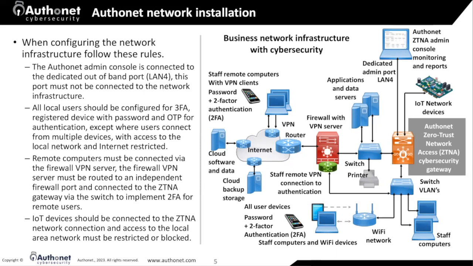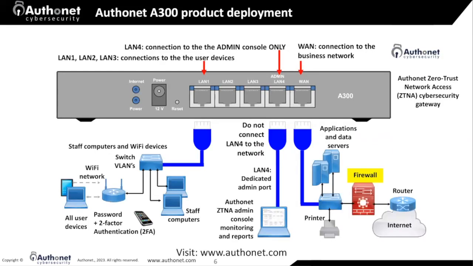And the VPN server is then connected to the Authonet gateway. We also connect IoT devices, Internet of Things, which might be production control equipment, to the gateway, because we're going to ensure that this type of equipment is also authorized. And finally, we have a dedicated port for the administrator. To recap, the Authonet A300 has 5 Ethernet ports. 1 port, we call the WAN port, connects to the business network, and the LAN 4 port is dedicated for the administrator. All devices connect to the LAN 1, LAN 2, and LAN 3 ports.